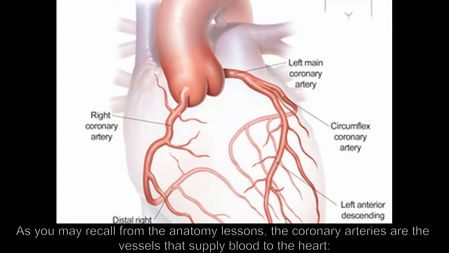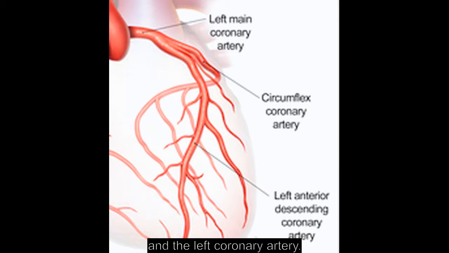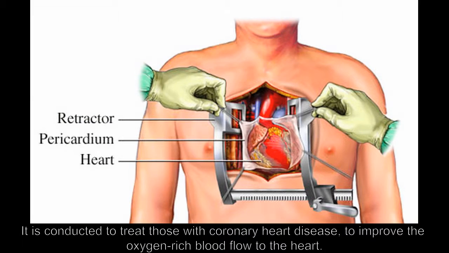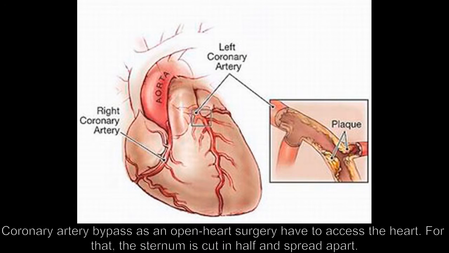As you may recall from the anatomy lessons, the coronary arteries are the vessels that supply blood to the heart. And there's the right coronary artery and the left coronary artery. Coronary artery bypass grafting surgery is the most common type of open heart surgery in the United States. It is conducted to treat those with coronary heart disease to improve the oxygen-rich blood flow to the heart.